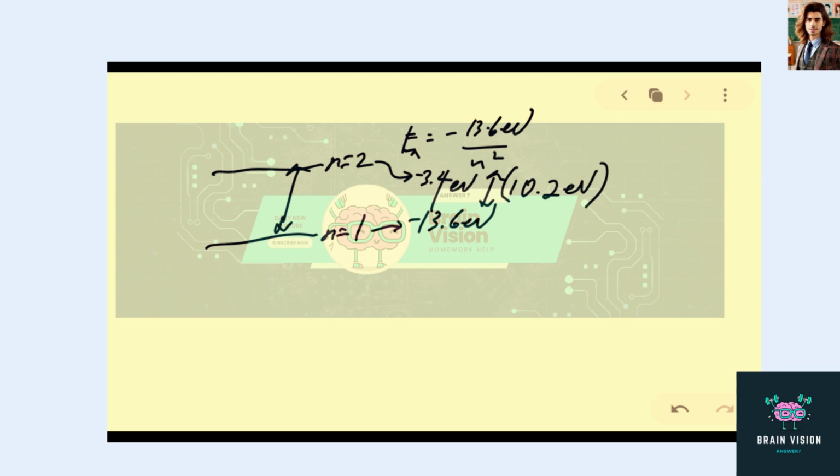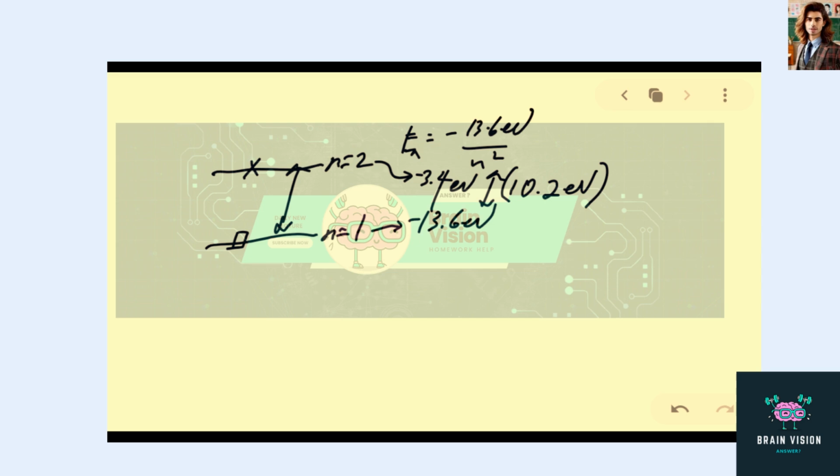So what this tells us is that some of the hydrogen atoms could have been in the n equals 2 state rather than the ground state. And this is actually by the Boltzmann distribution, right? At some temperature in thermal equilibrium, there can never be a perfect scenario where all the hydrogen atoms are in the ground state, except at 0 kelvins.